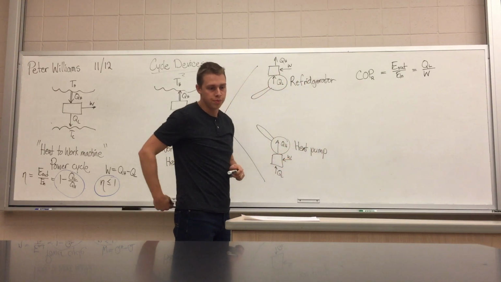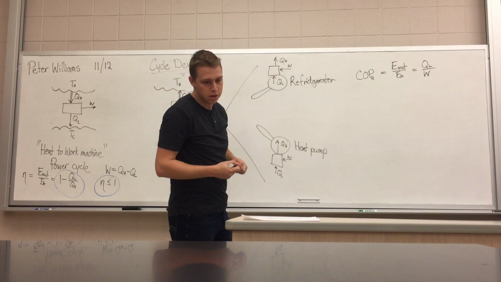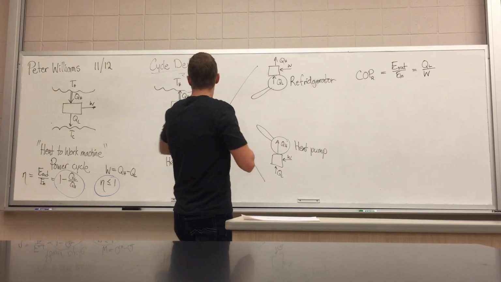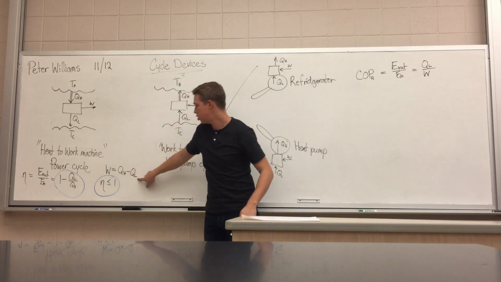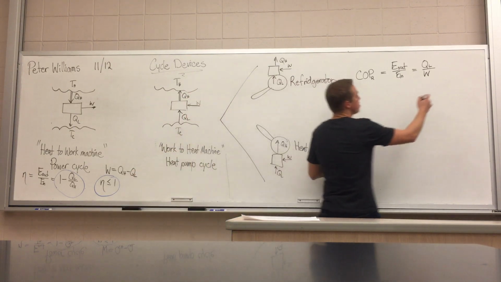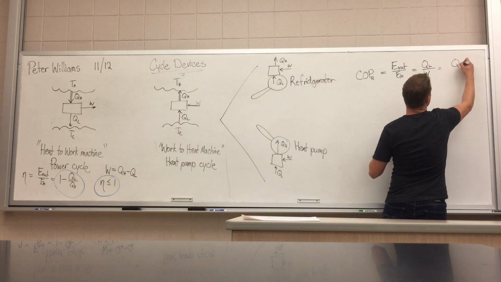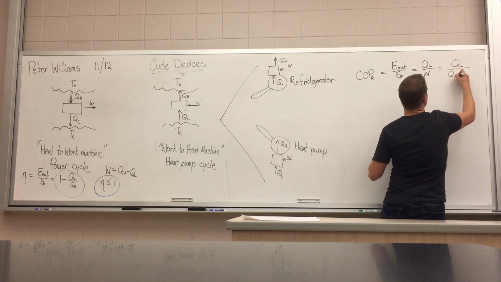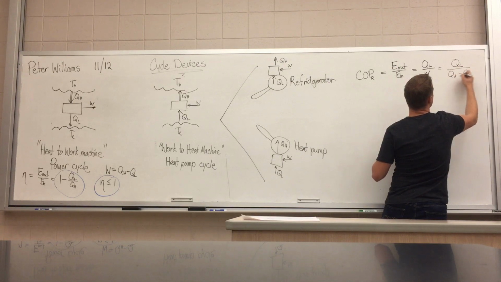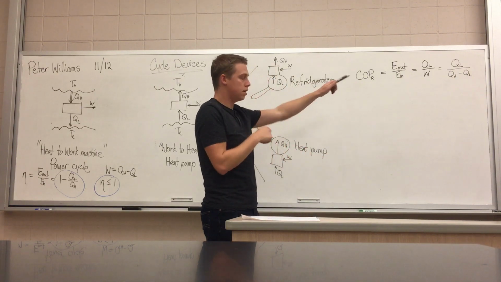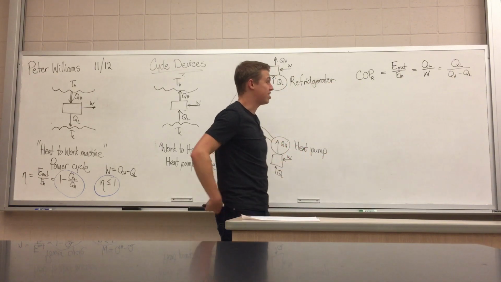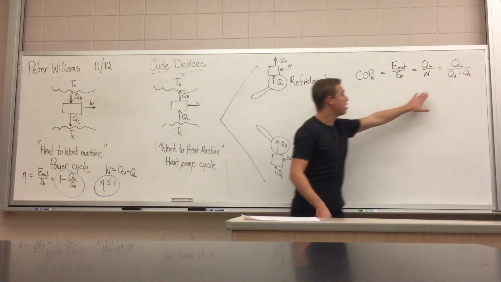Now we know that for both of these machines, we still have this equation that holds true. Work is the QH minus the QL. So I can write this as QL over QH minus QL.